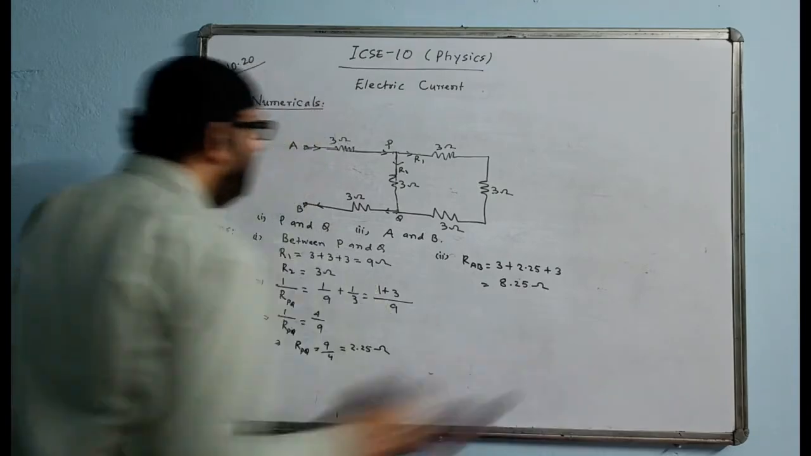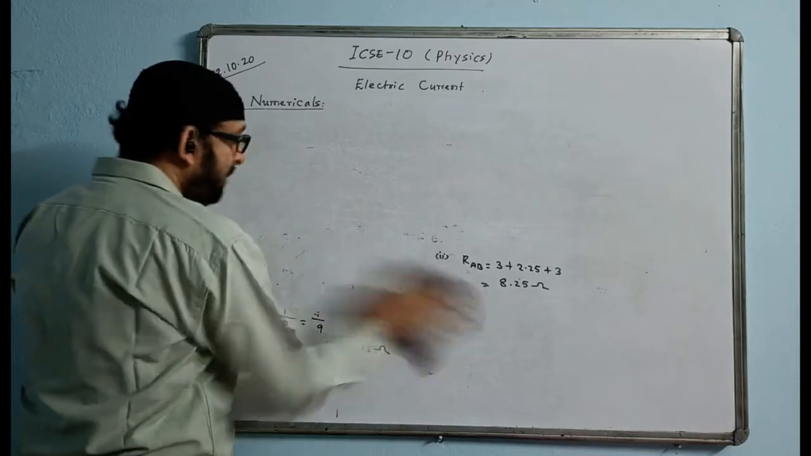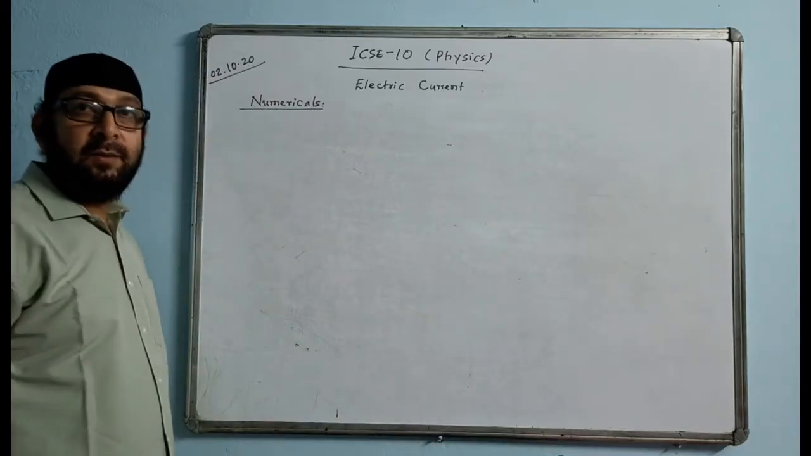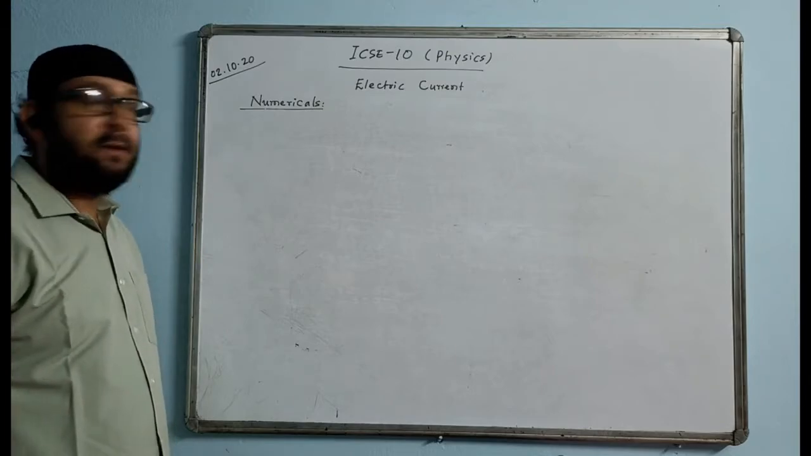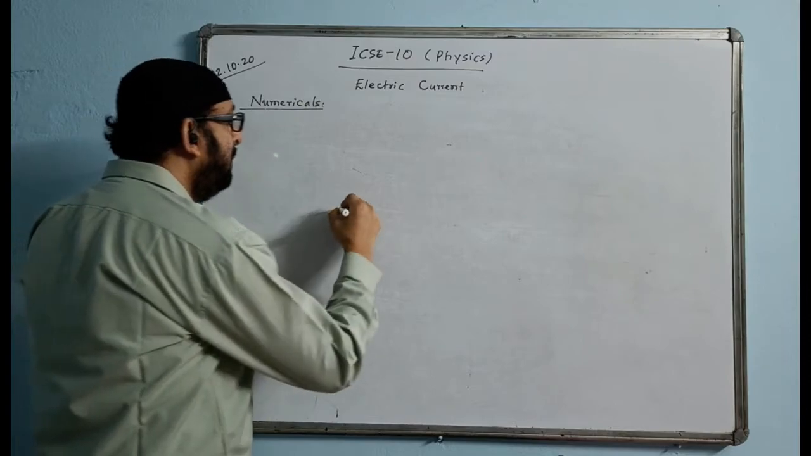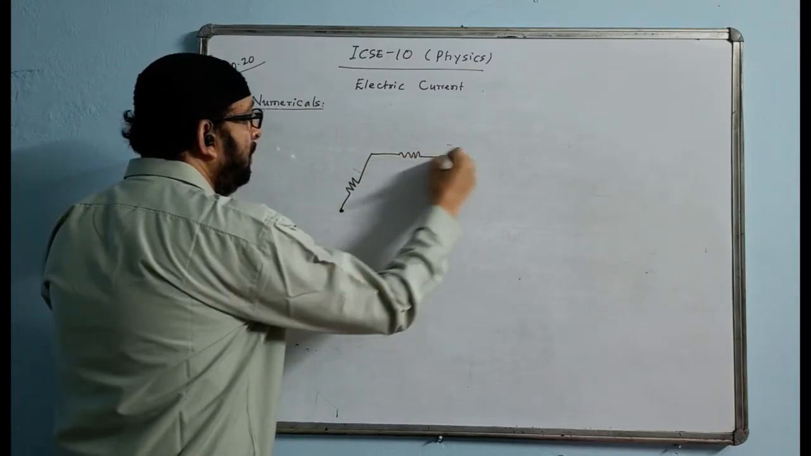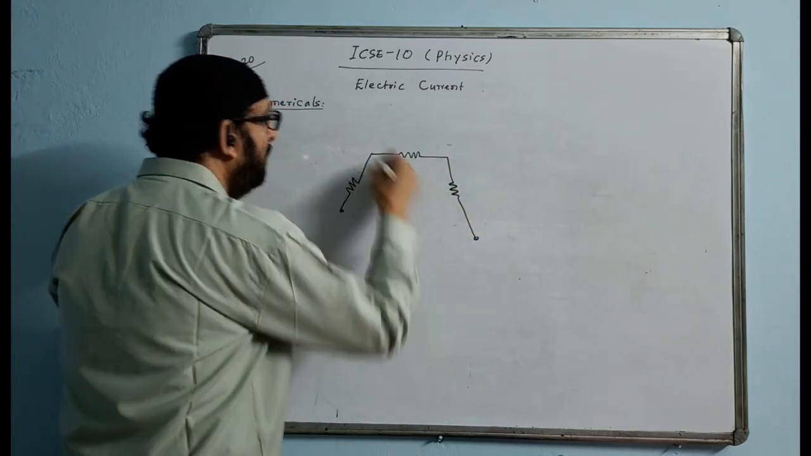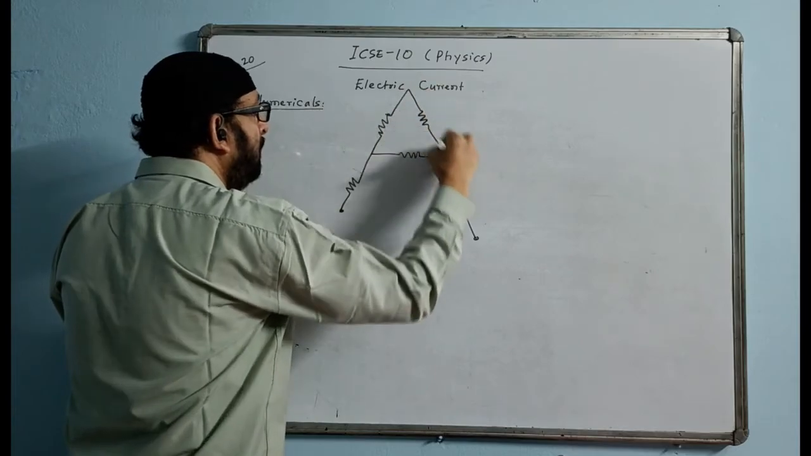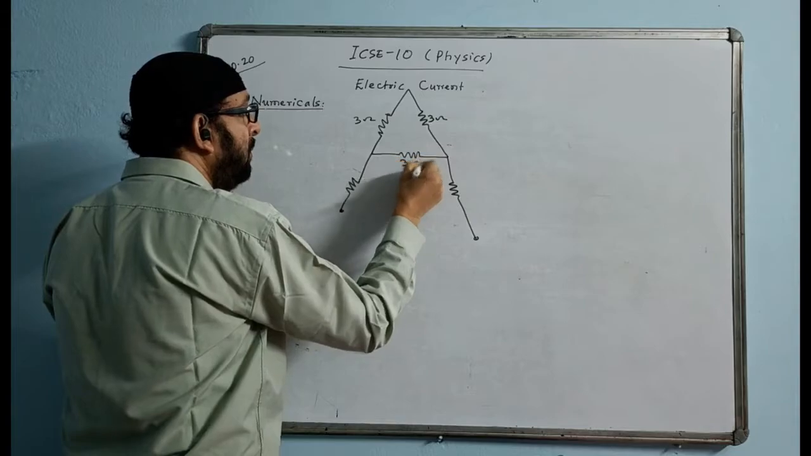Okay. Now the next question is: there is a figure given and they are asking to find the total resistance between the points P and Q, first part, and the second part between A and B. And the figure is given like this way. Each one is 3 ohm.